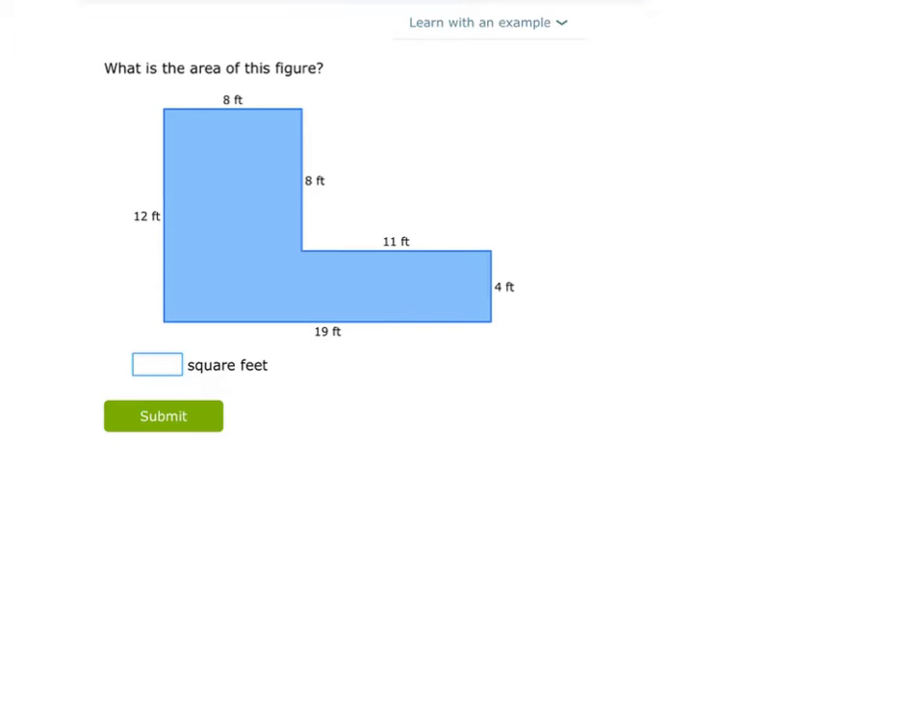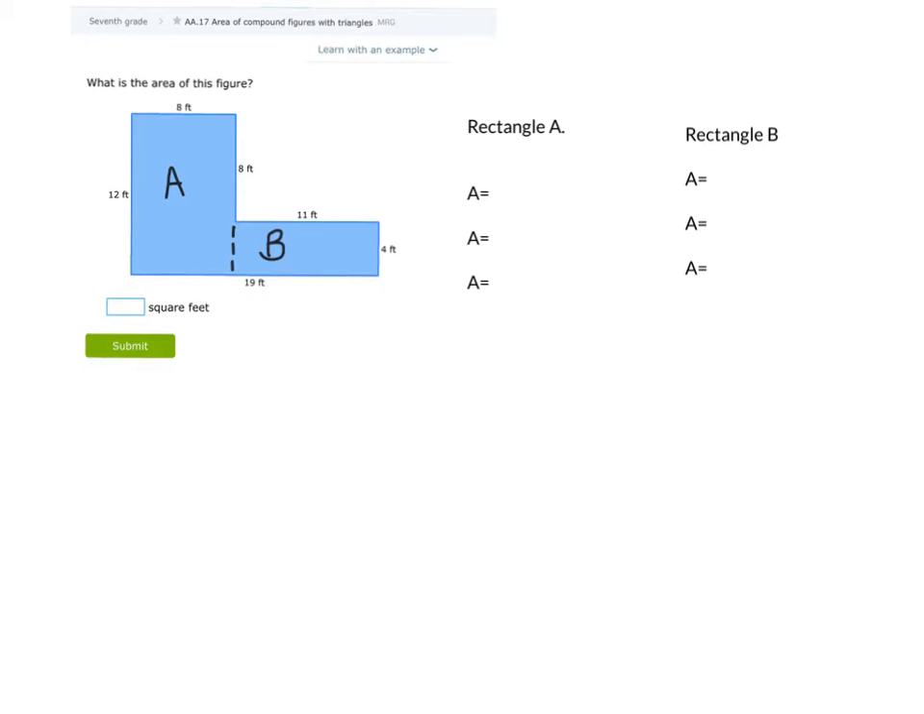Now when you start with a shape like this, you want to make sure you break it up. So now I have rectangle A and rectangle B, and I need to find the area of each. So I start by using my area formula. Now if this is 8, I know that this is also 8. So the base is 8 times the height, which is 12. So I do 8 times 12 for that one.